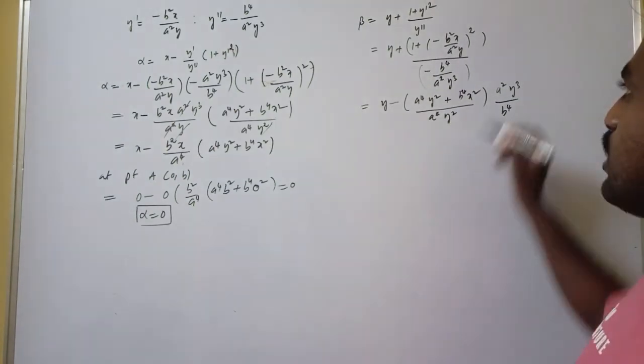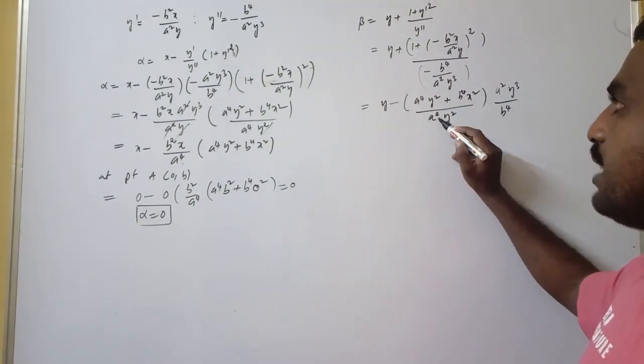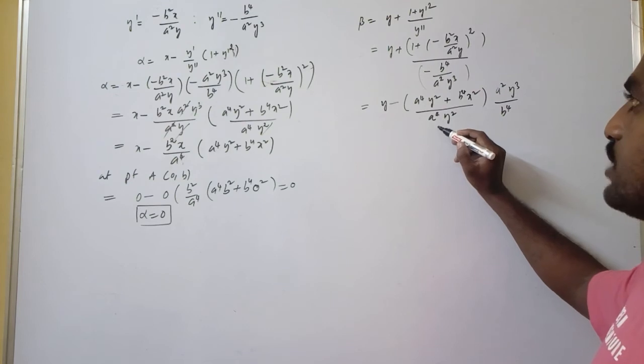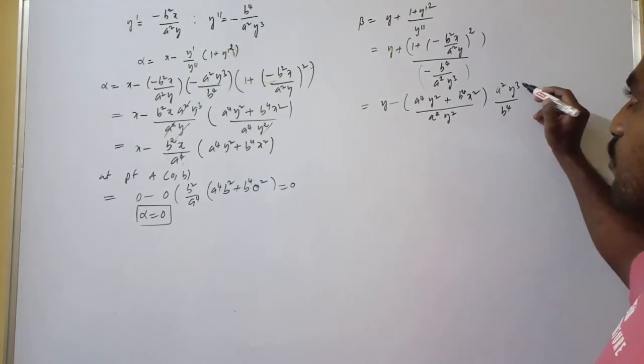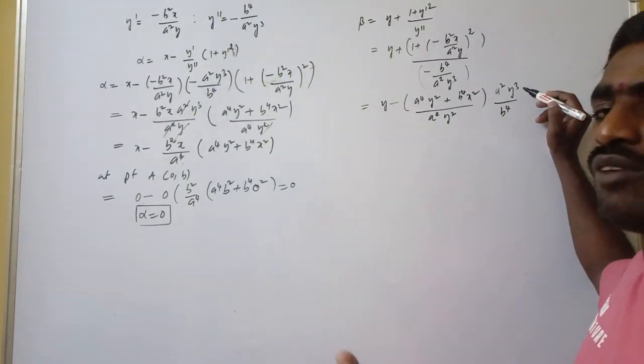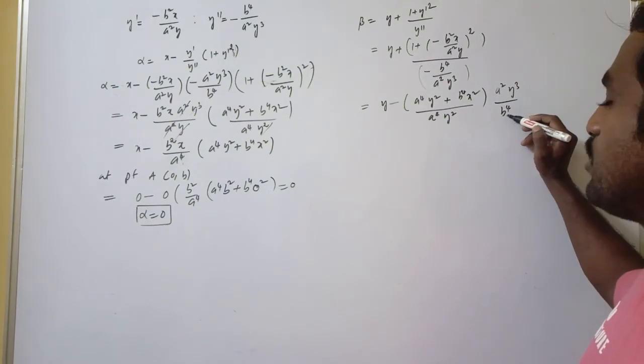Okay? So a power 2 and a power 4 will be cancelled. Okay, so next what will happen? Y power 2 and y power 3, so that term will be cancelled. So the denominator is b power 4.